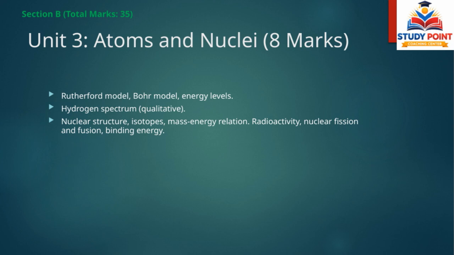Next, we have the hydrogen spectrum, which is a classic example of how atoms emit specific wavelengths of light. Although we often look at it qualitatively, it beautifully illustrates the idea of discrete energy transitions within the atom.